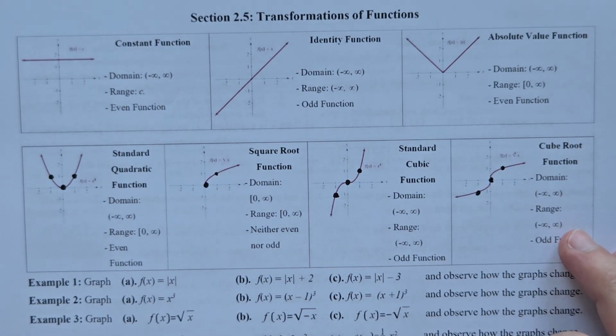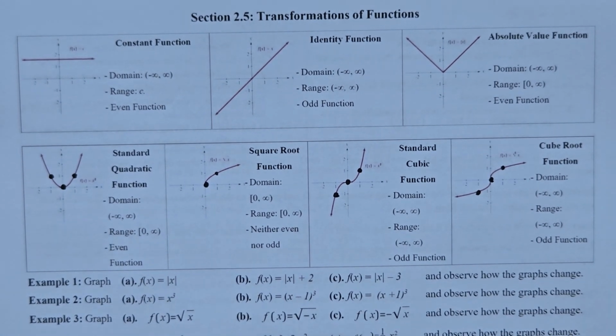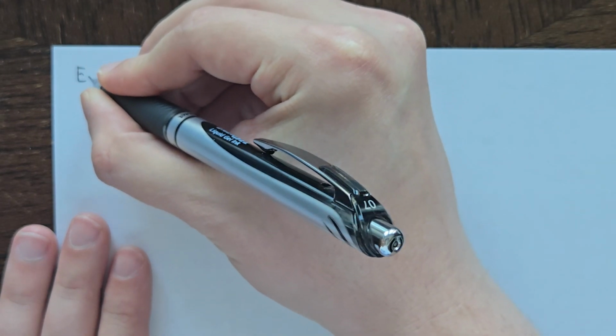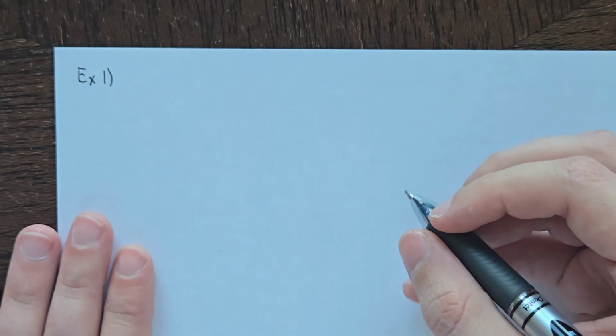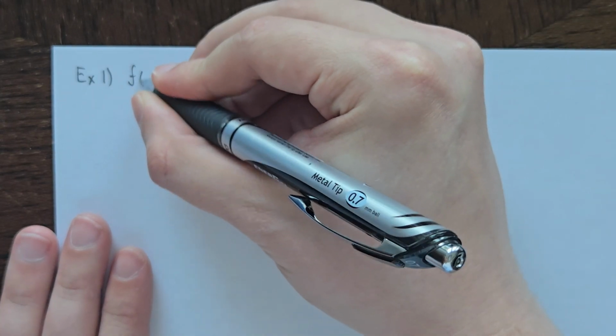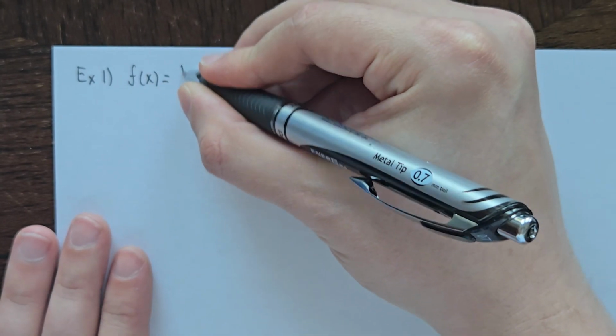Let's look at just how some of these general behaviors are going to occur on some of these graphs so that we can get an idea for how these transformations are going to occur. Let's look at example 1. It asks us to graph a few different things and then observe the changes in them. So example 1. I'm going to be graphing all of these on the same plane just to get an idea of how they relate to each other.